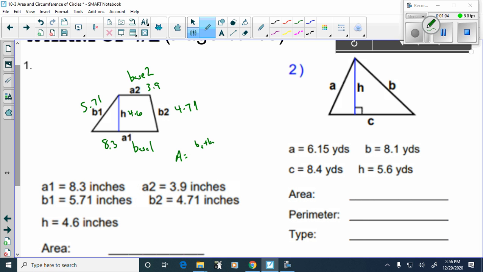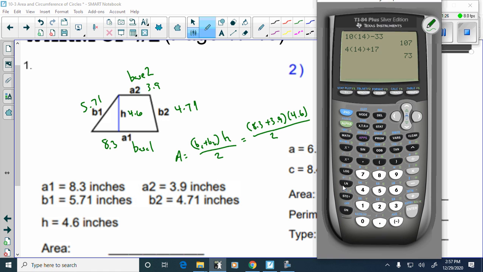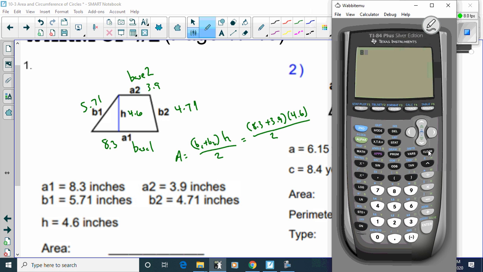So to find the area is base 1 plus base 2 times the height divided by 2. You can get that off your formula chart. So it's 8.3 plus 3.9, the two bases, times the height divided by 2. I'm going to grab my calculator here. And it's 8.3 plus 3.9 times 4.6 divided by 2. That gives me 28.06.